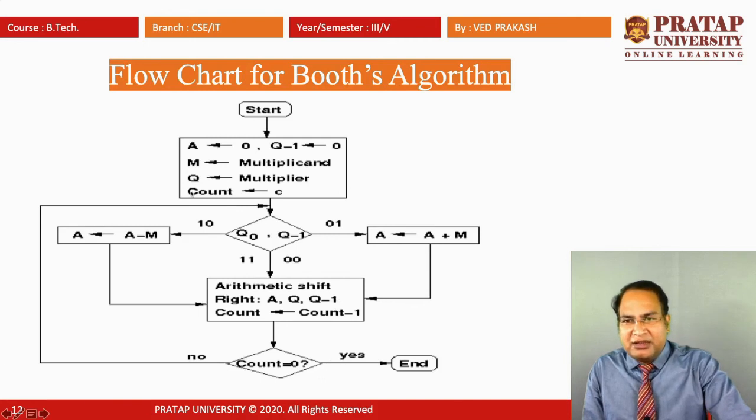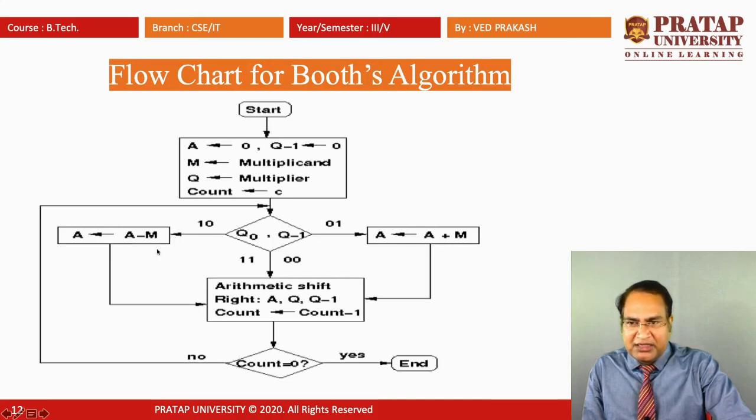Here we set register A to 0 and the Q1 bit to 0, and we use M and Q. M denotes the multiplicand and Q denotes the multiplier. The sequential counter is set to the number of bits of the multiplier. Now here we check Q0 and Q1. If these bits are 1 0, it means we have to perform the subtraction operation, that is A minus M.